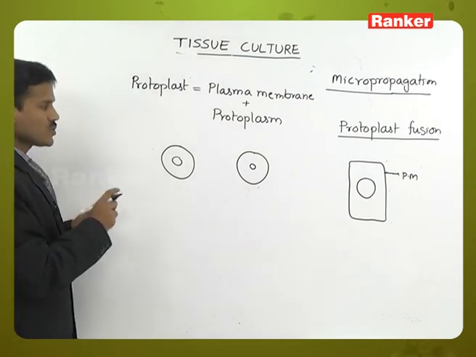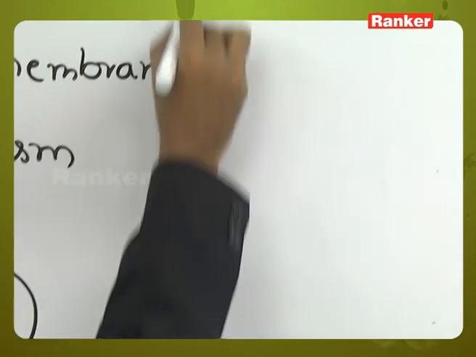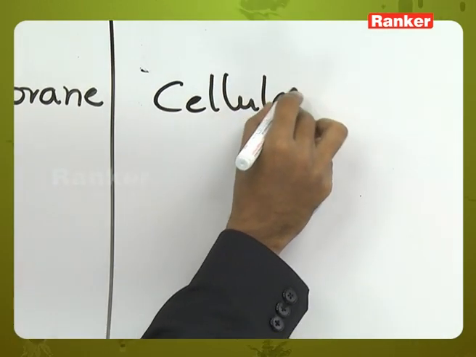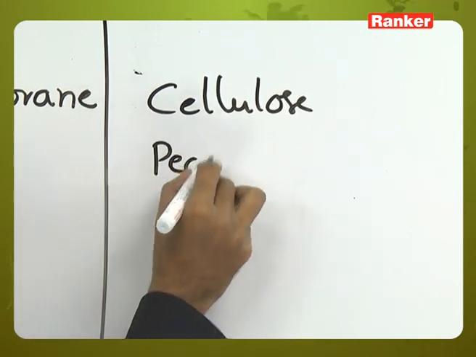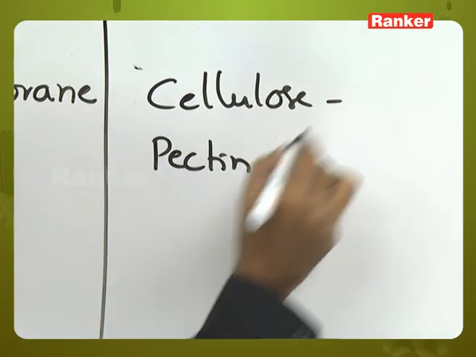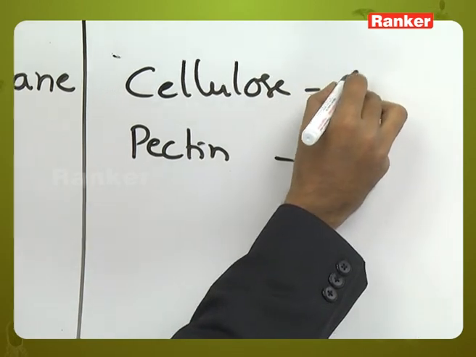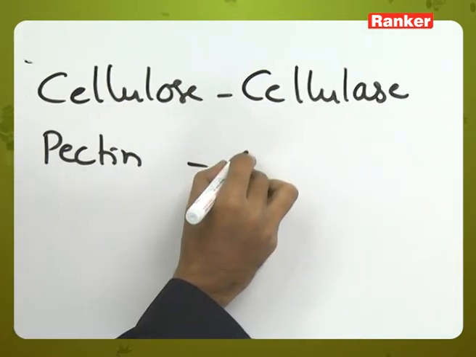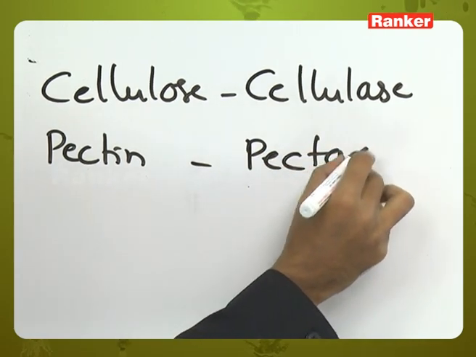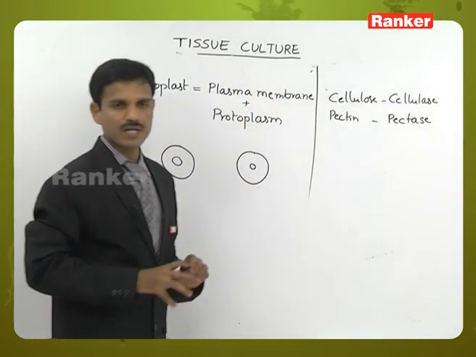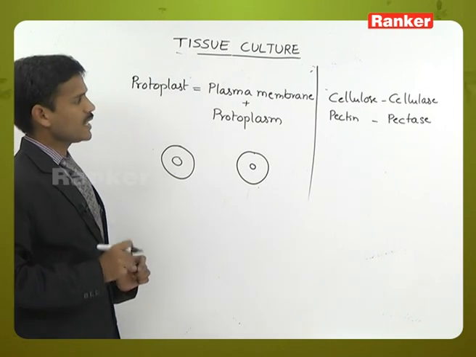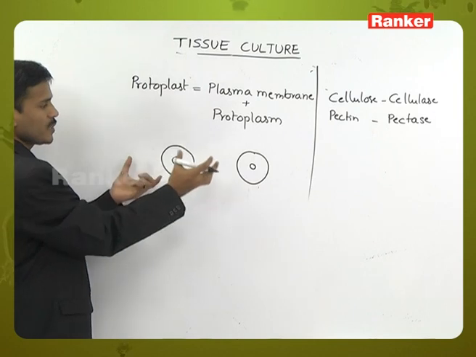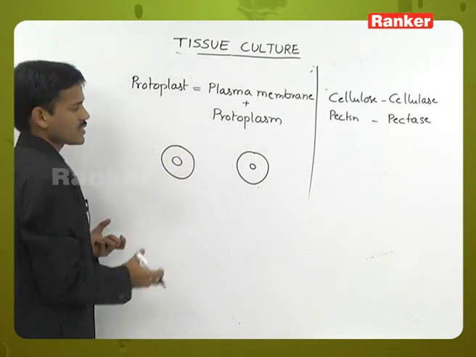Cellulose and pectins are digested by cellulase and pectinase enzymes. Cellulose is digested by cellulase. Pectins are digested by pectinase enzymes. So the cell wall components are digested by cellulase and pectinase enzymes. After the digestion of cell walls, the remaining material is called protoplast.